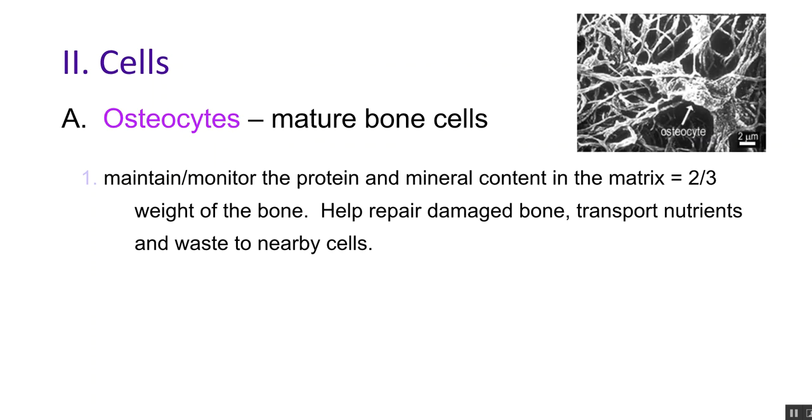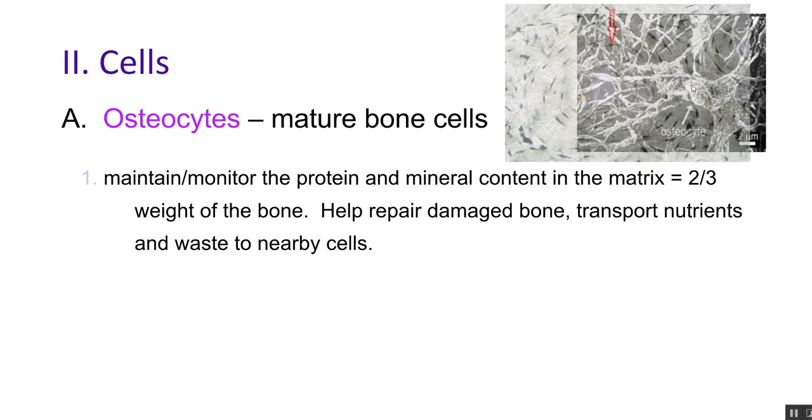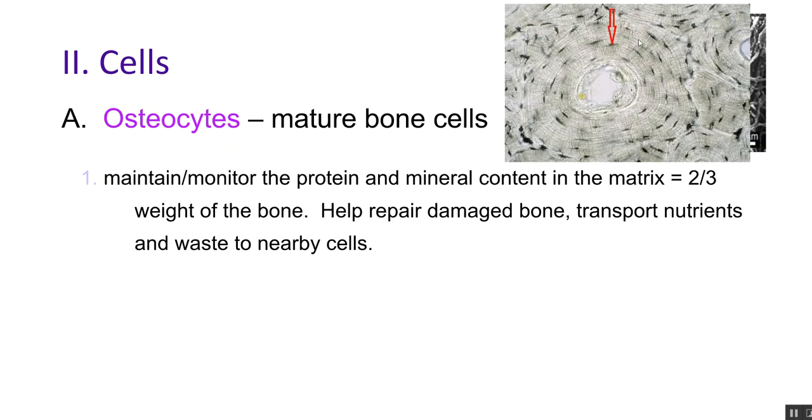So here is a picture of an osteocyte right in here. And here's another one. This is like the one we saw before. So this little dark spot is an osteocyte. This kind of circle, that's an osteon.